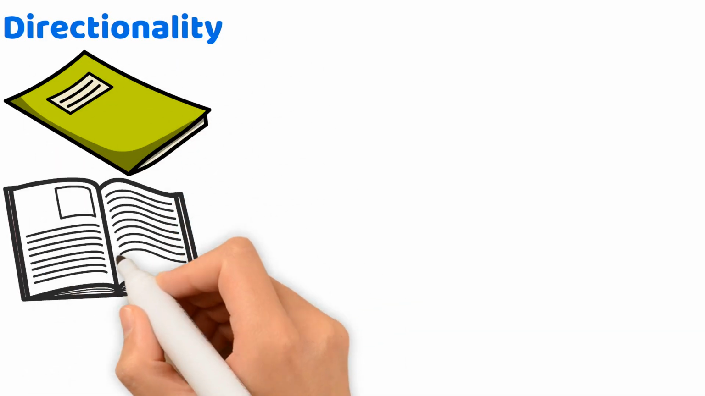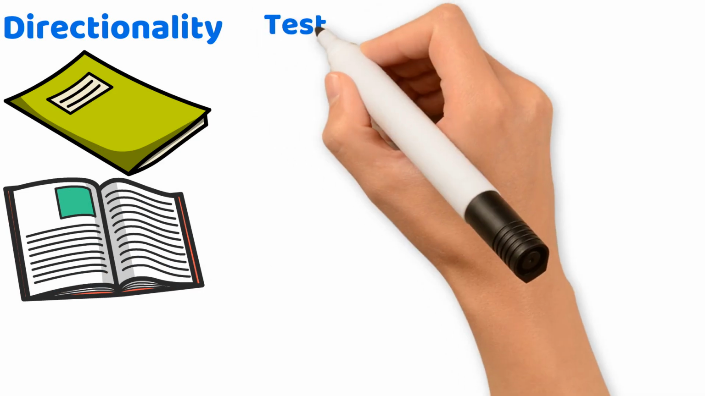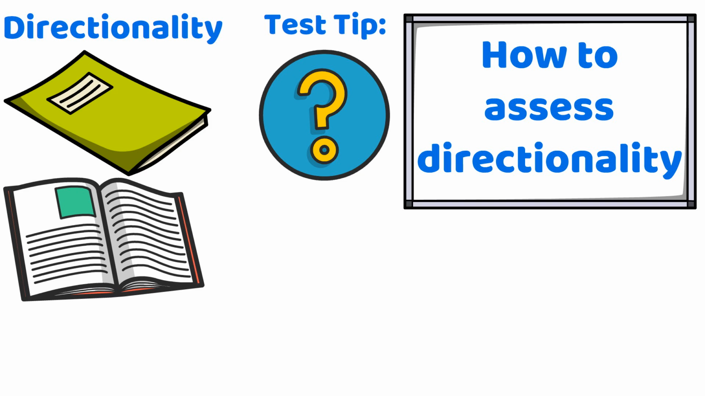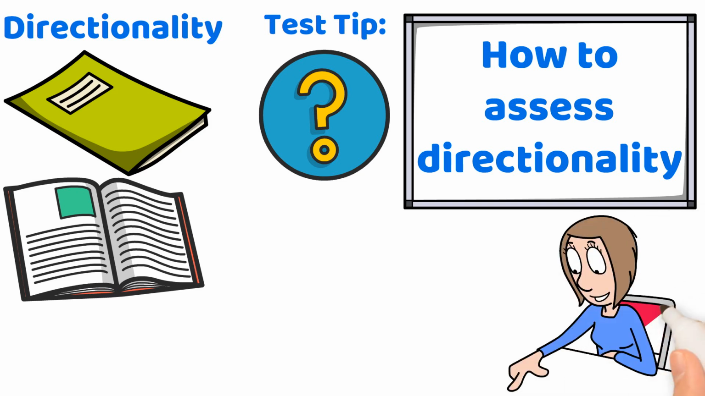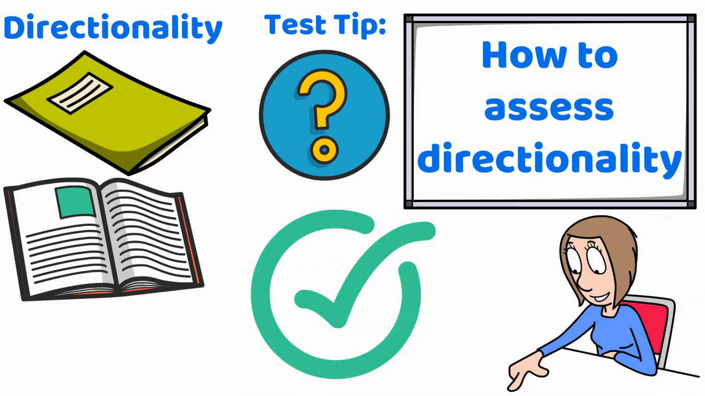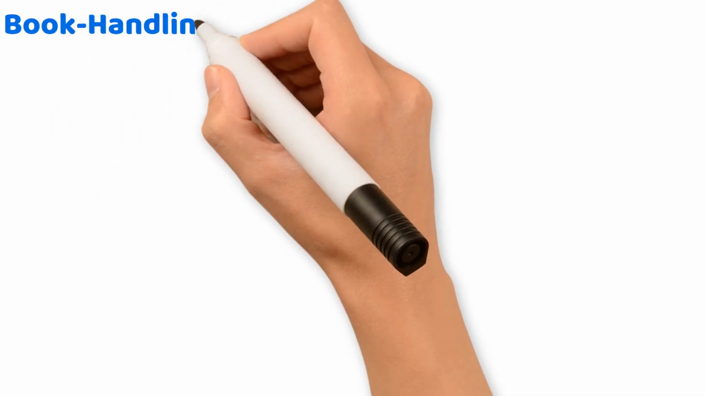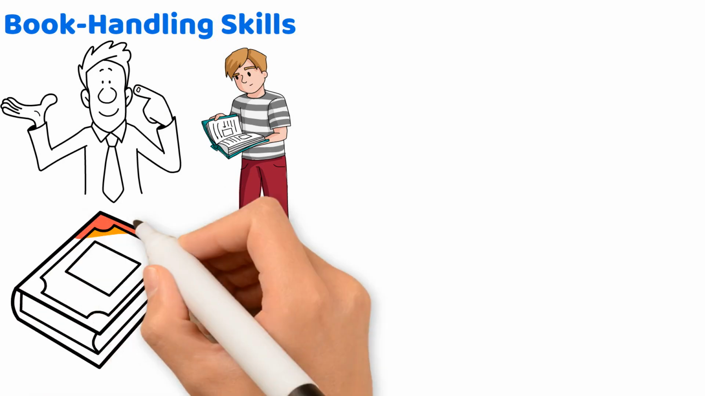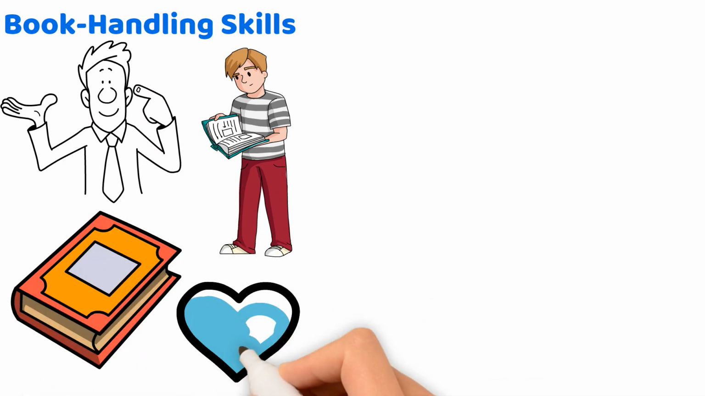Third is directionality, and this is knowing that in English, we read text from left to right and from top to bottom. Test tip: if you get a question on test day about how to assess directionality, look for a response where the student in the question can point to the word that comes next during reading. Fourth is book handling skills, and this is the understanding of how to hold a book correctly, differentiate between the front and back covers, and handle books with care.